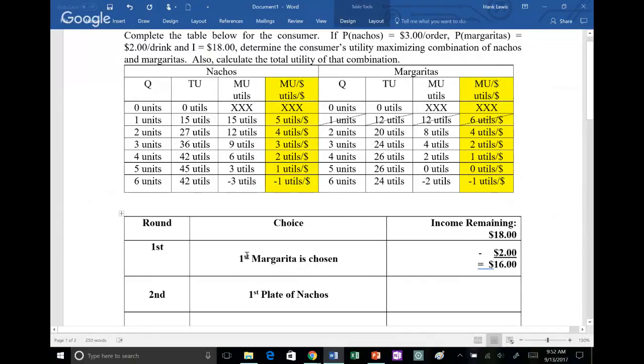You have to indicate ordinal numbers. Don't forget that. And when you're working problem number 2 in the Unit 2 homework, you're going to create this table from scratch and fill it in here. This one I'm doing so it's easy to read. Now, a plate of nachos costs $3 per order, so we subtract $3 from $16, and that means the consumer has $13 left. So since there's money left over, the process continues.